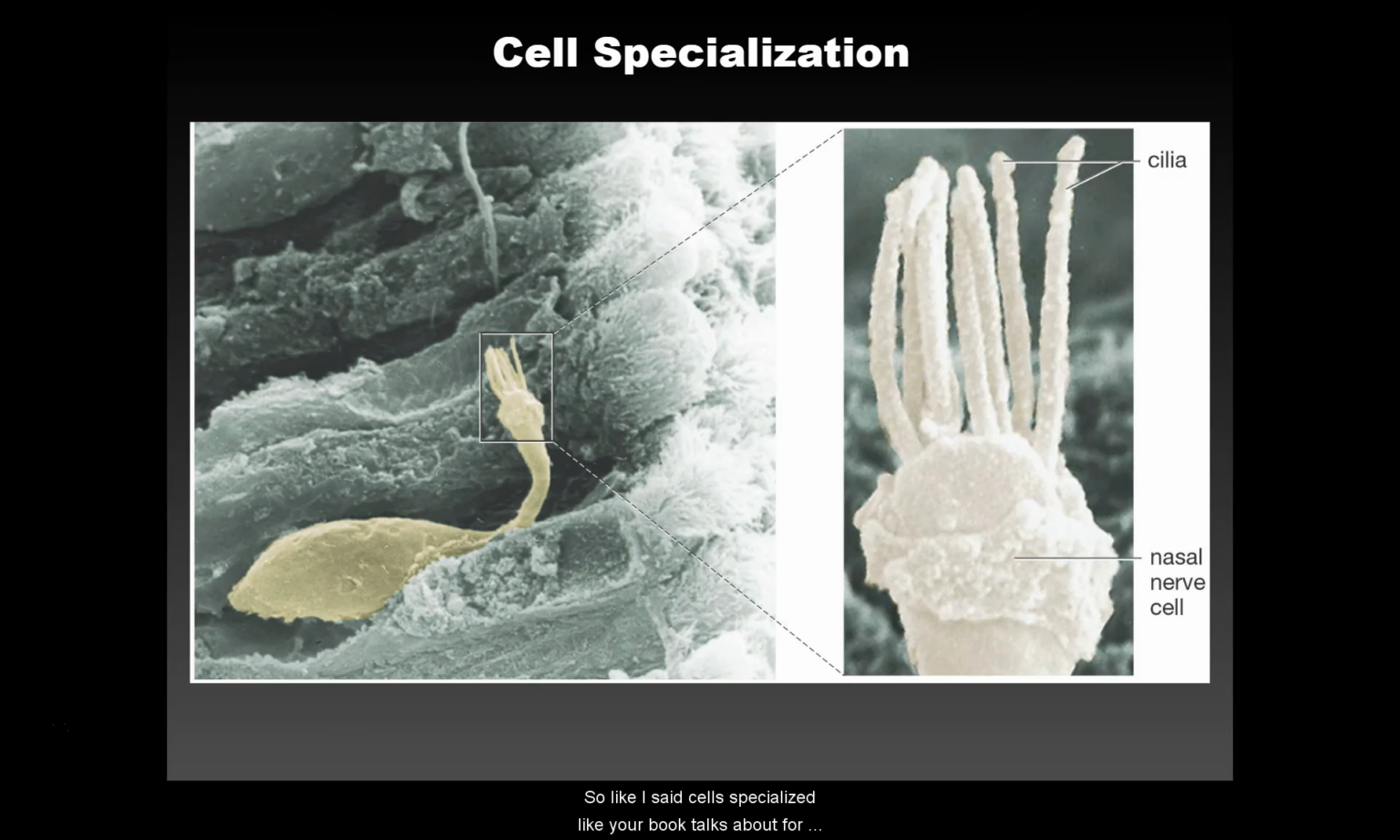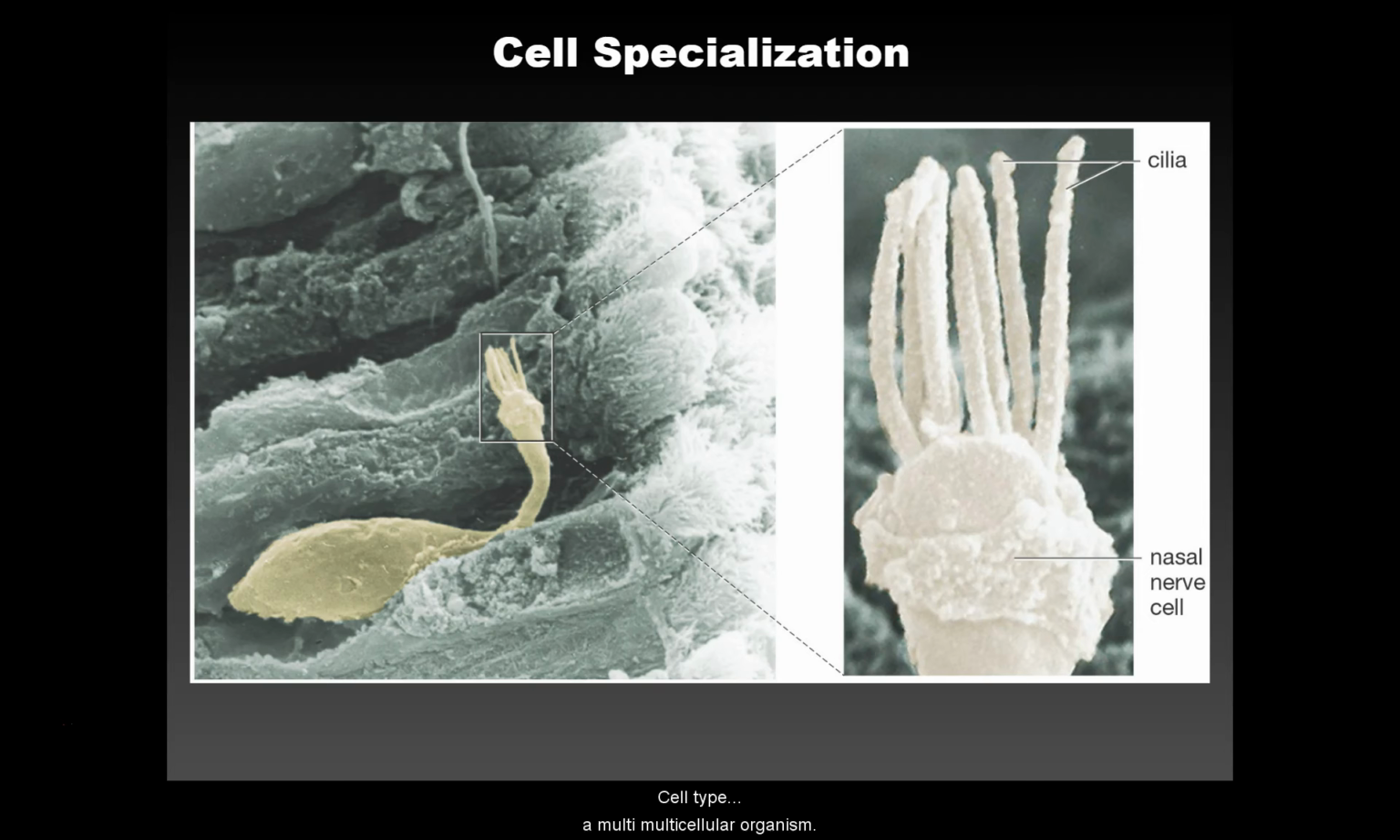Like I said, cells specialize. Your book talks about this for a few moments, with the example of muffins baking, I think. You have to have enough of those muffin particles accumulate inside your nose, land on the cilia of this nasal nerve cell, which is then going to conduct signals back to your brain. The point is that this is a very, very specialized cell type, this nasal nerve cell.